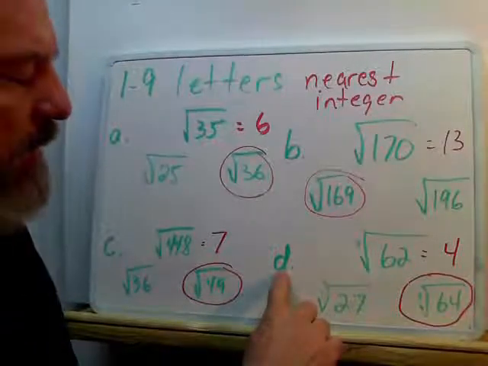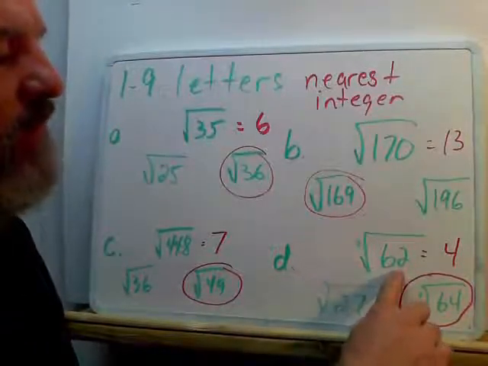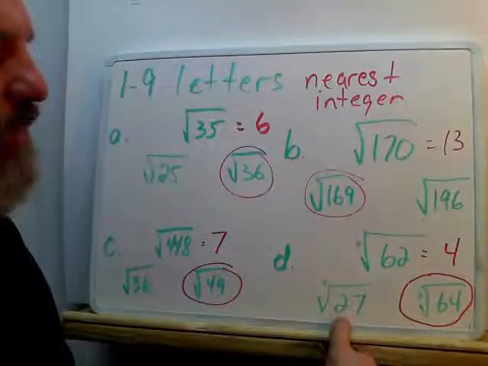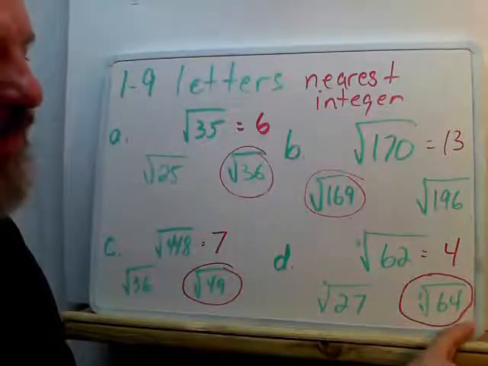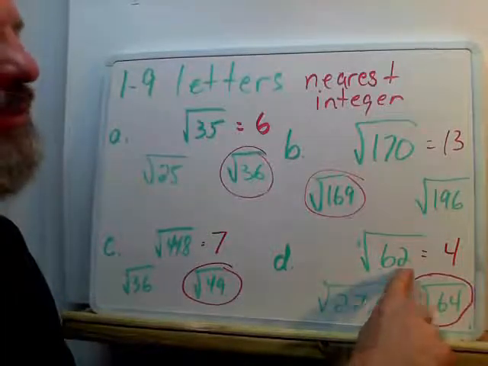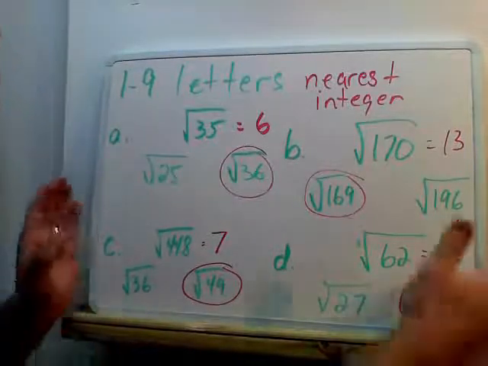And lastly, letter D, we have the cube root of 62. So our perfect cubes are the cube root of 27 and the cube root of 64. Much closer to 64 with the cube root of 62. Therefore, our answer is 4.